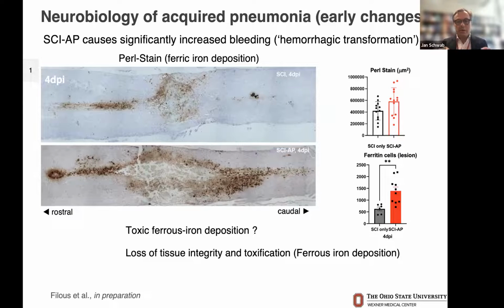So we see two things: more extensive loss of tissue integrity, but also the toxification of the tissue by loading it with toxic iron. And I would like to draw your attention to what we see in these animals with pneumonia quite often: even remote from the lesion, I call them satellite bleeds. Even in more distant regions, we see these kinds of pockets with iron.